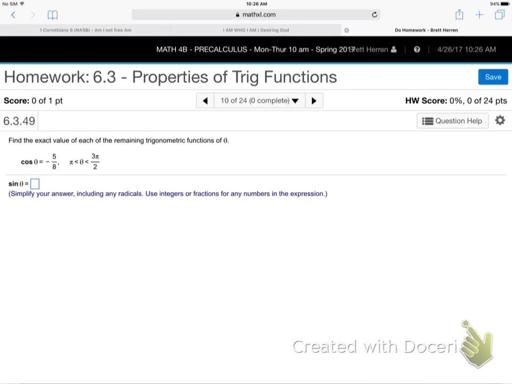All right, try that one. So they're giving you the cosine and then that kind of funny information. See if you can find the sine. It's going to be pretty much the same thing as last time, right? But a little different. Sine squared plus cosine squared is 1.